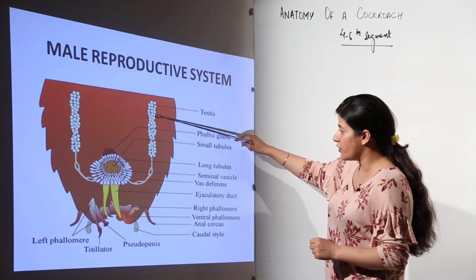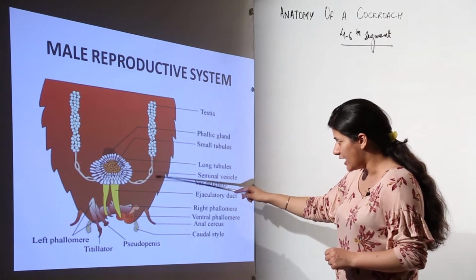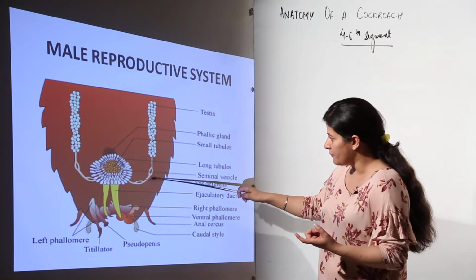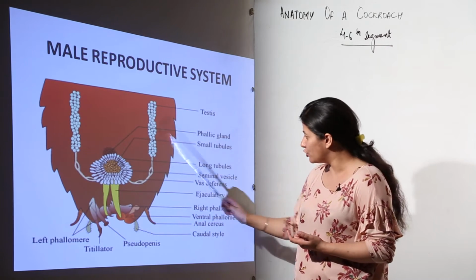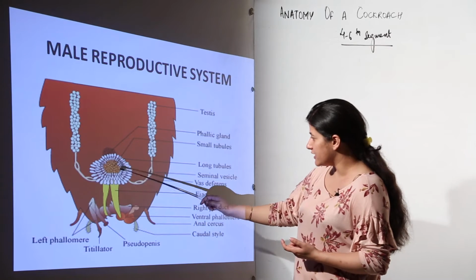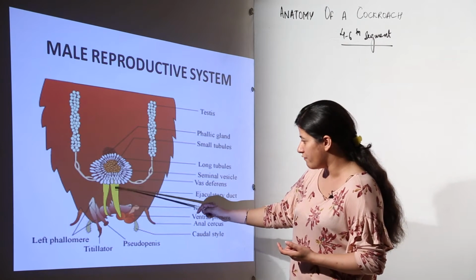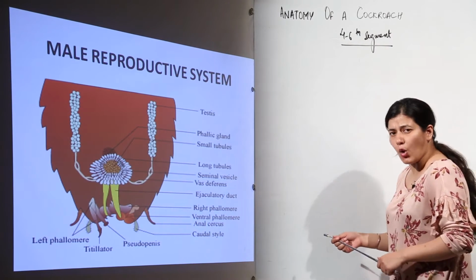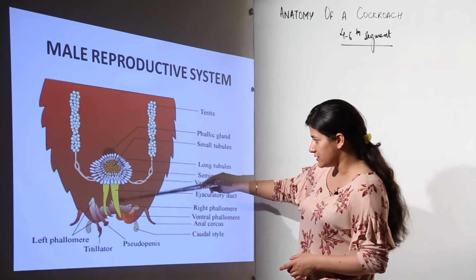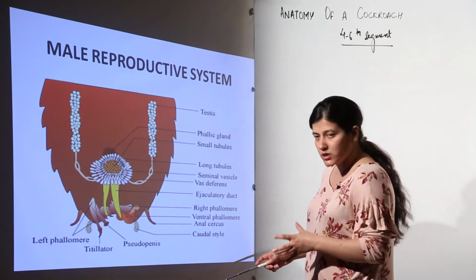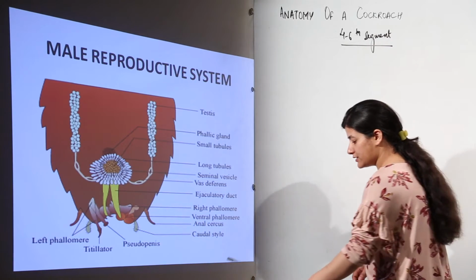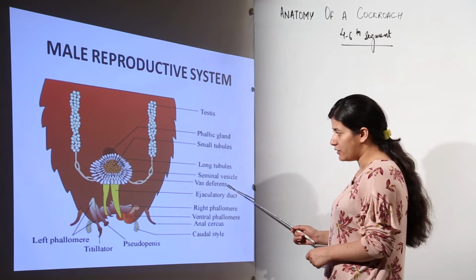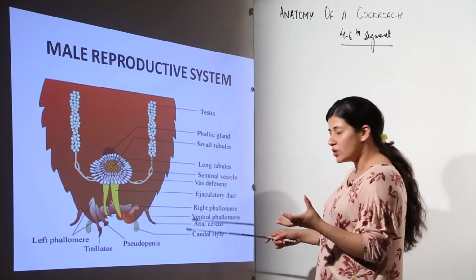Now these testes open up into ducts which are known as vas deferens. They are tube-like structures. So the testes open up into the seminal vesicles through the vas deferens. Now these seminal vesicles open up into ejaculatory duct, from where they open up into the ventral phallomere, that is the opening, and from this ejaculatory duct the sperms would be given out. Now you have to remember a few things apart from these. As you can see in these labelings, you see an ejaculatory duct, you see vas deferens, there is a seminal vesicle which stores the sperms for some time.